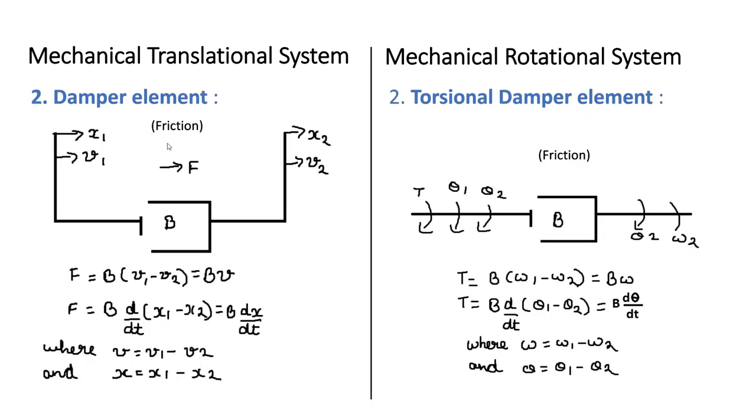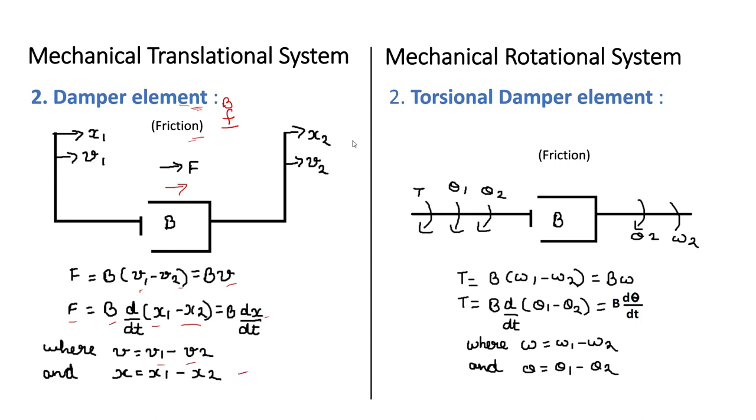Then we have this damper element. So damper element is also known as friction. It can be denoted by B or it can be denoted by F. So force acting here is equal to B into V1 minus V2, or we can write as BV, where V is equal to V1 minus V2. Similarly, in terms of displacement, force is equal to B into differentiation of x1 minus x2, or B into dx by dt, where x is x1 minus x2.